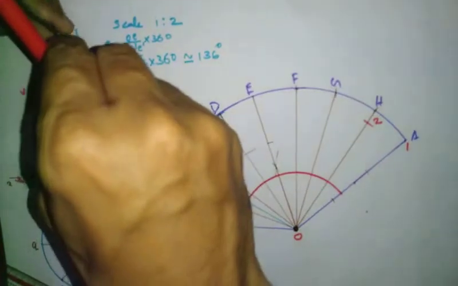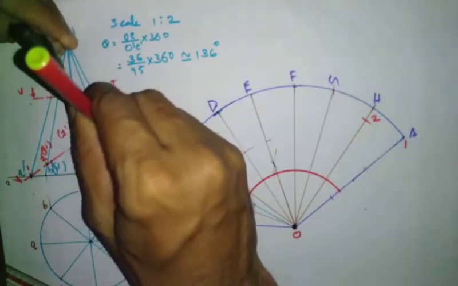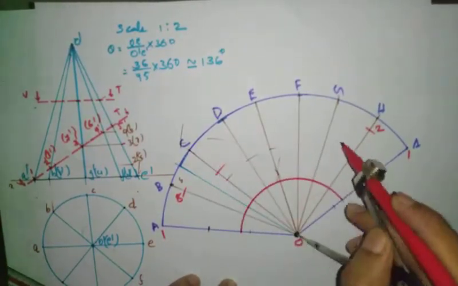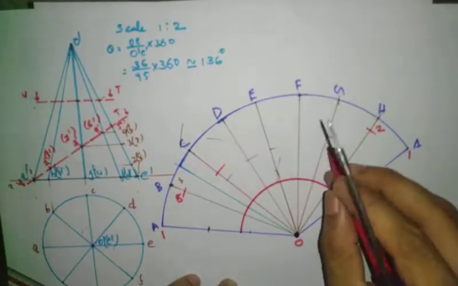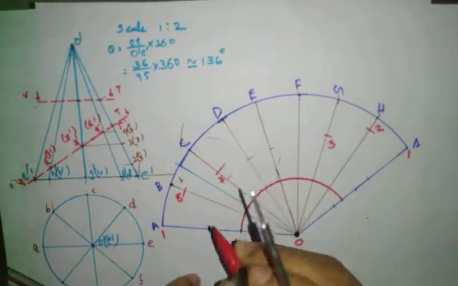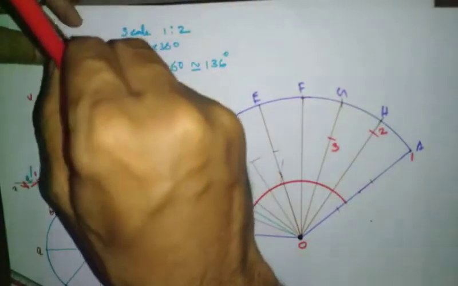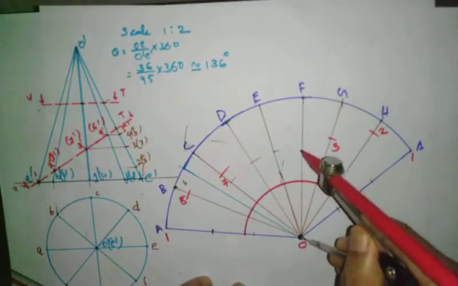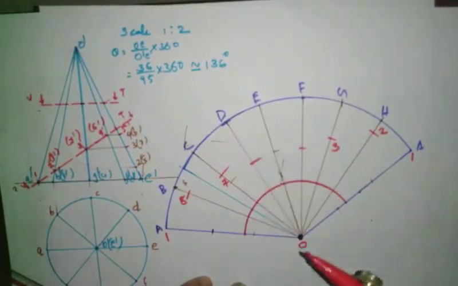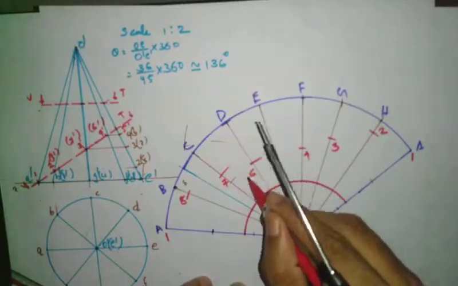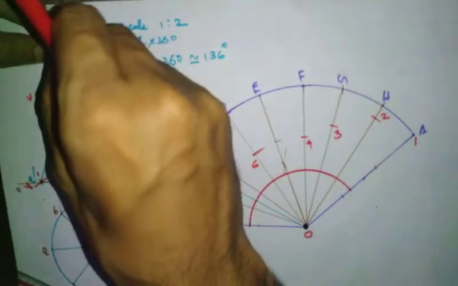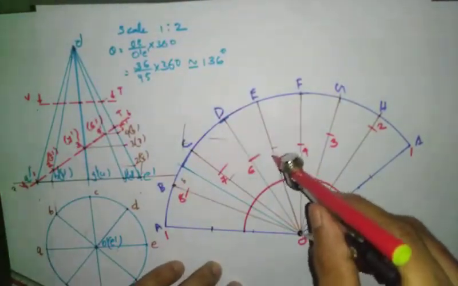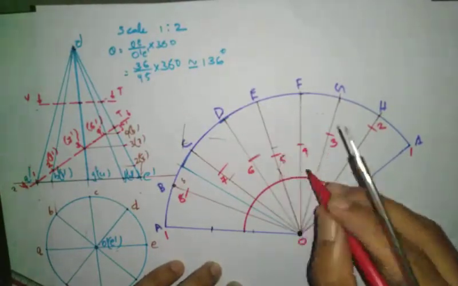Now 3 and 7, take the distance of 3 and 7. Put your compass here. This is 7. This is 3. So you obtained 3 and this is 7. Then you just take the distance of 4 and 6. This is 4. This is 6. Now the distance of 5. Just mark it here. So these are the cutting points.